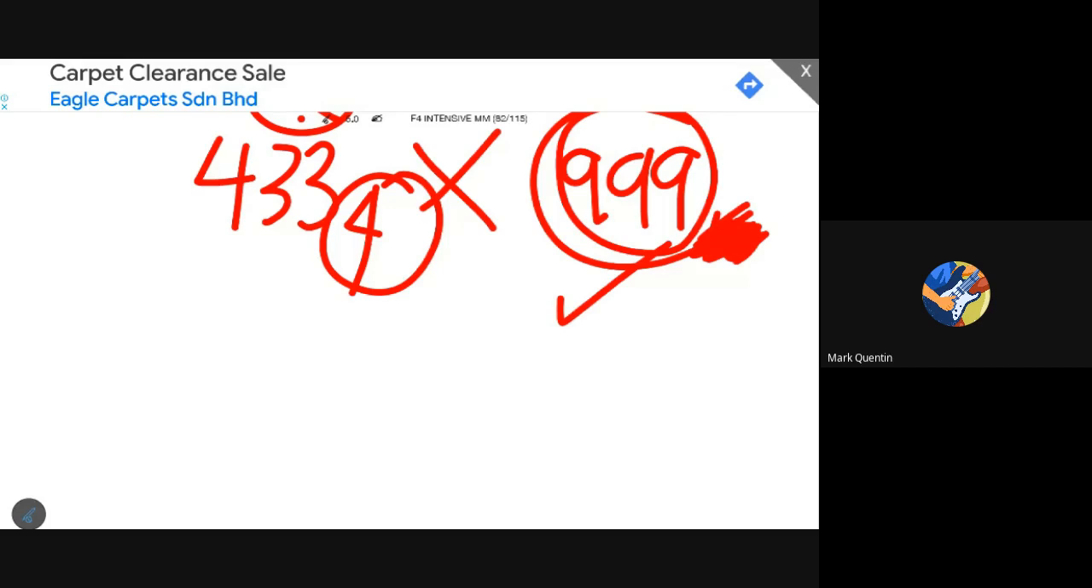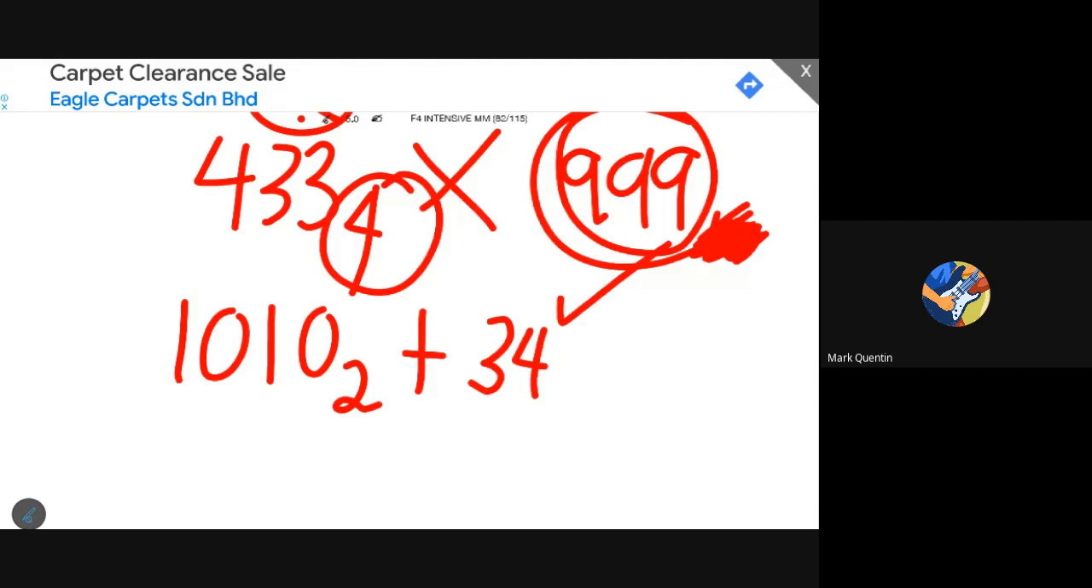Okay, so now how about adding? Sekarang kita buat operasi penambahan, okay? Penambahan asas nombor. So let's say guys, saya ada dua nombor macam ni. Boleh tak saya terus tambah dua-dua nombor ni? Can I directly add both of these numbers guys? No. So what is my step? Apa langkah saya perlu buat? Yeah, correct. Change to the same base.